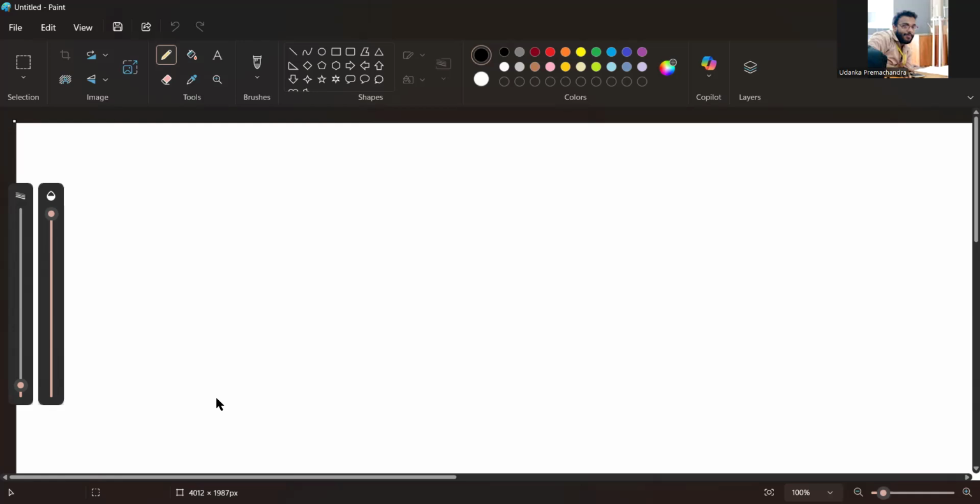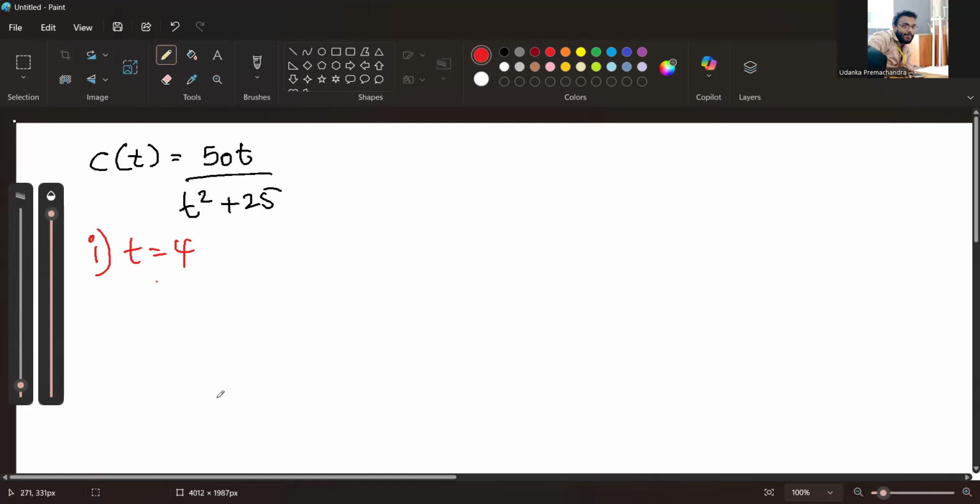So for the first one, they give the equation here. C(T) is what? You have to start from that given equation: C(T) equals 50T over T squared plus 25. If you consider 4 hours, T equals 4, so it should be C(4) now.